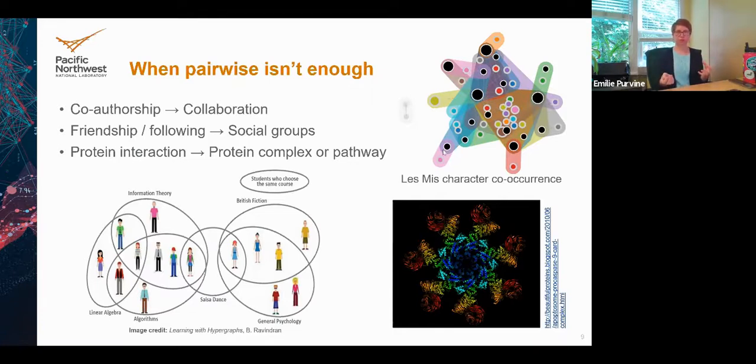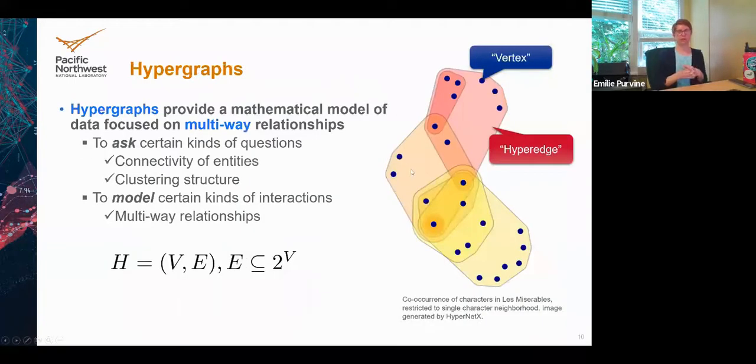Friendship or following relationships in social data, again, people form pairwise friendships, that's certainly true, but really people form social groups, and so groups are really more the right model there. And another example is proteins. Of course, within a protein, these amino acids are interacting pairwise, but they're also probably interacting in multi-way ways. And then groups of proteins come together to form a pathway, whereas if one of those proteins were missing, nothing would happen, but because all of them are there, something happens. So in this case, we want to go beyond graphs, and so motivating now hypergraphs.